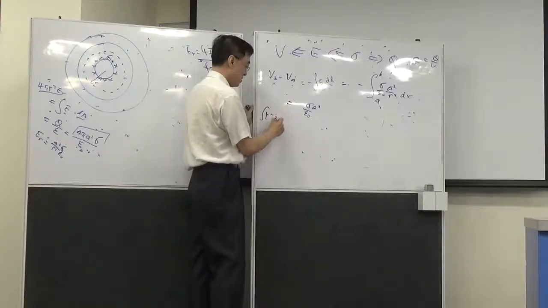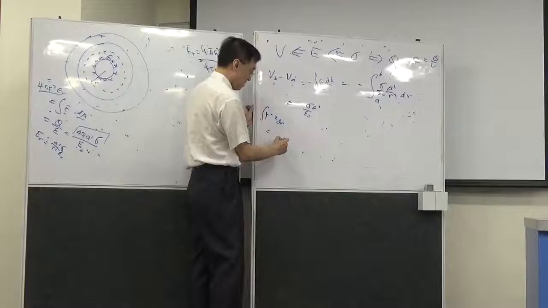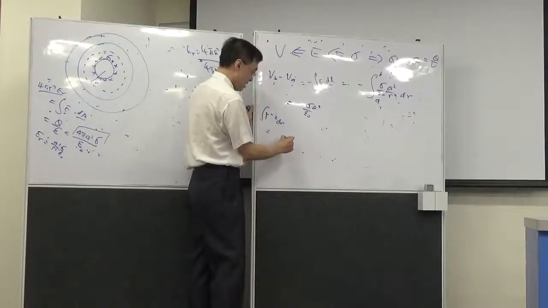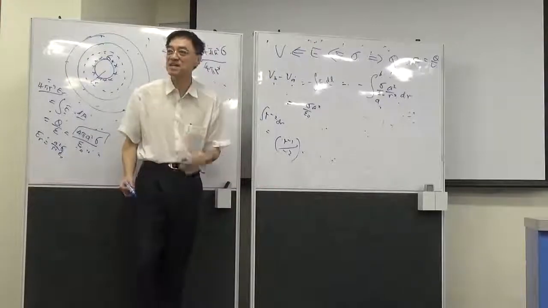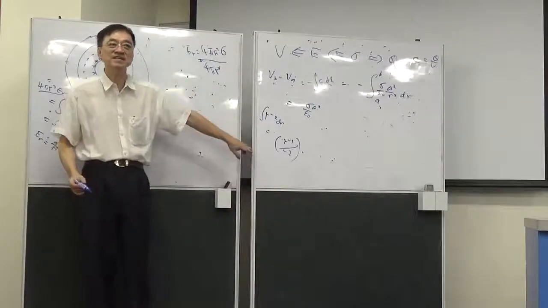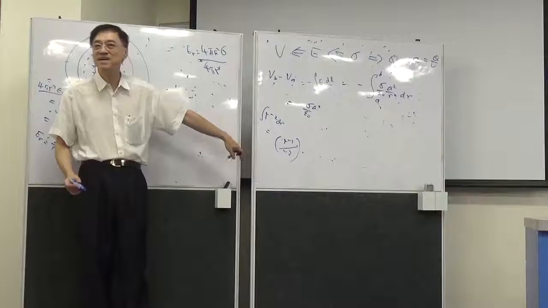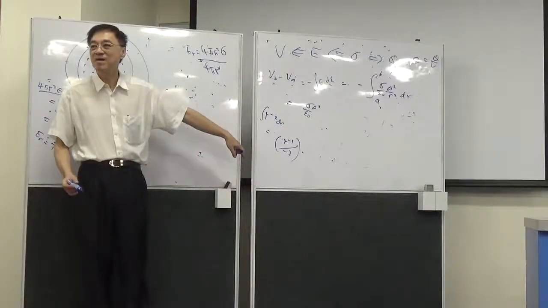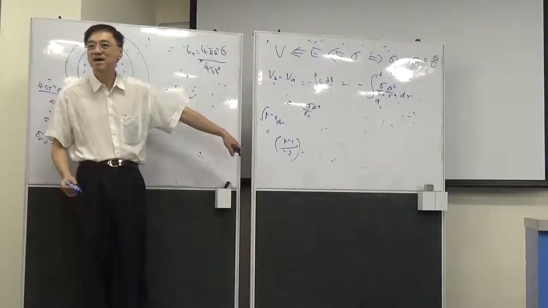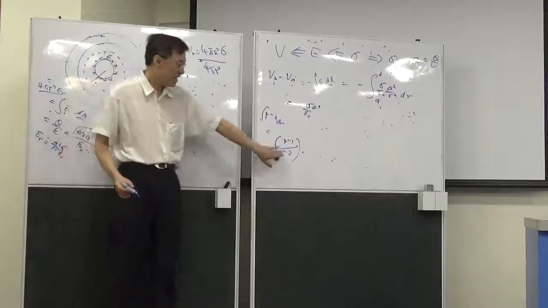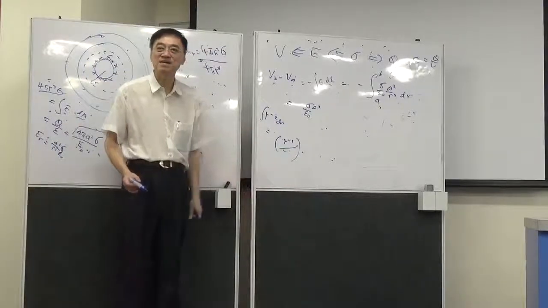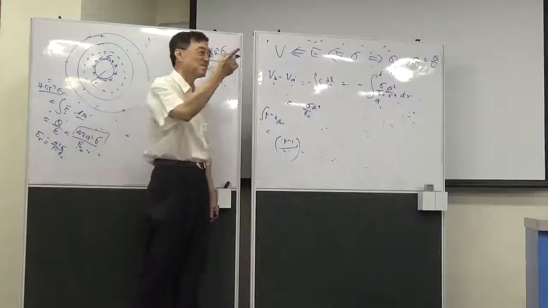R minus 2 dr is equal to what? Is equal to r minus 1 over minus 2. Am I correct? Suddenly I forget my integrations already. Is it correct? Minus 1 only, this one only minus 1. Okay, if it's wrong, then it's your problem.